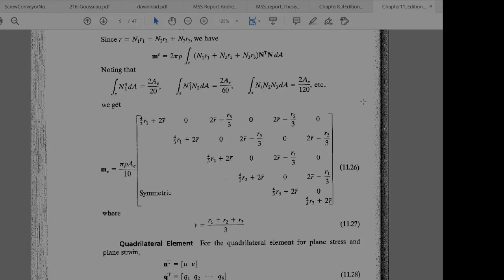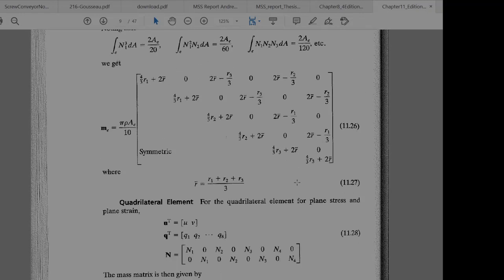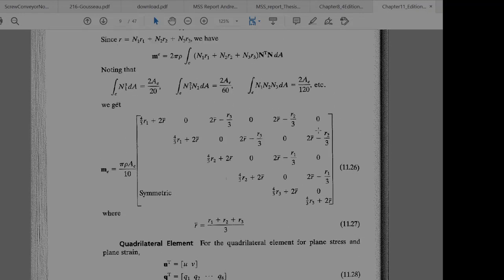So here's an example of a mass matrix, not for the quadrilateral element. This is now an example for a TET element. But what I want you to see is that this mass matrix has got terms off the diagonal, away from the diagonal. There's lots of terms away.